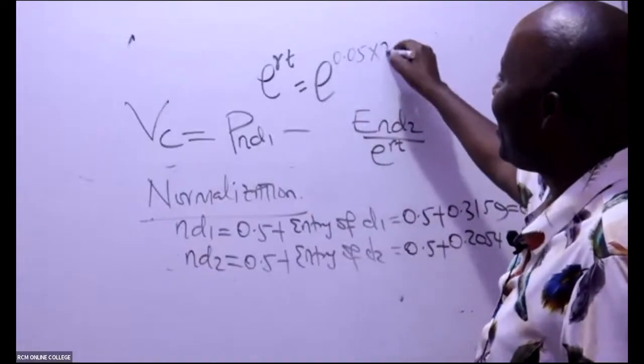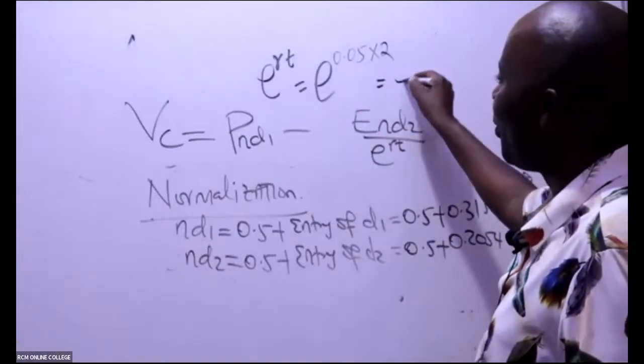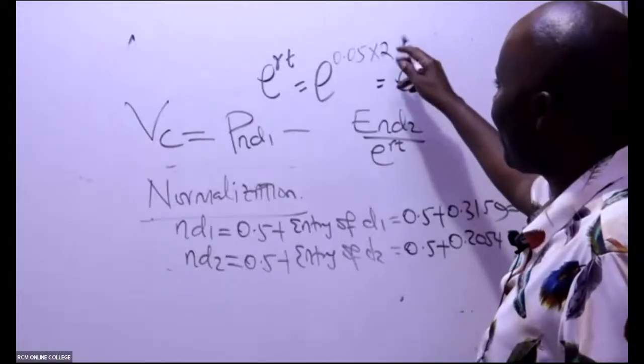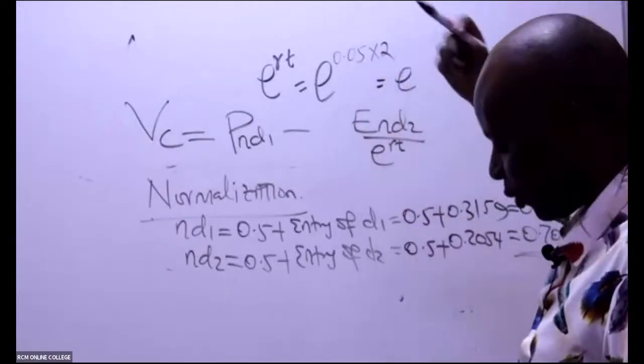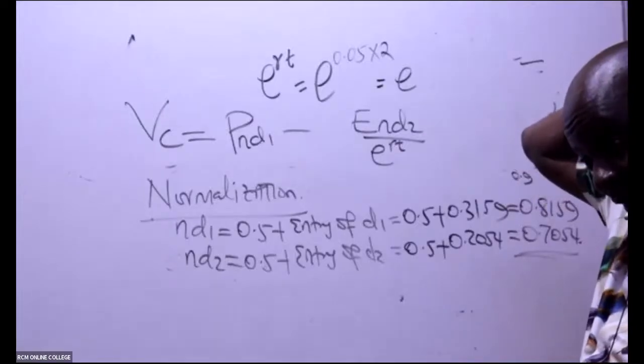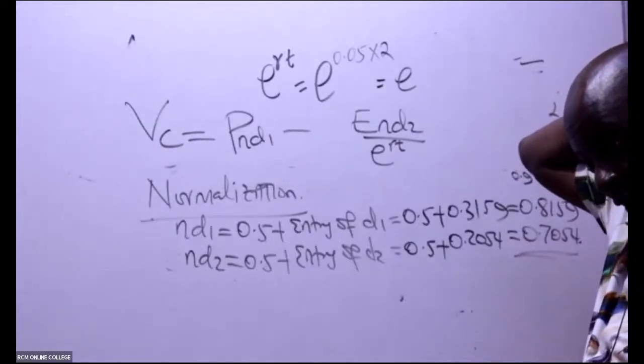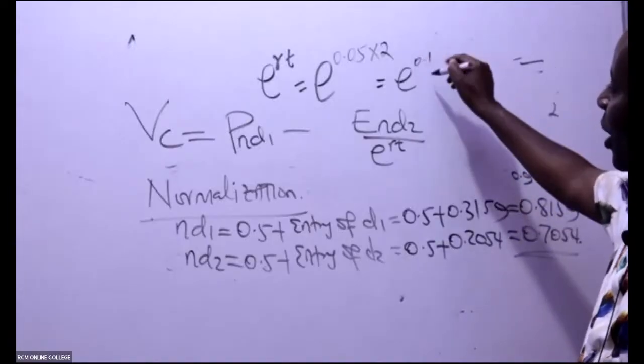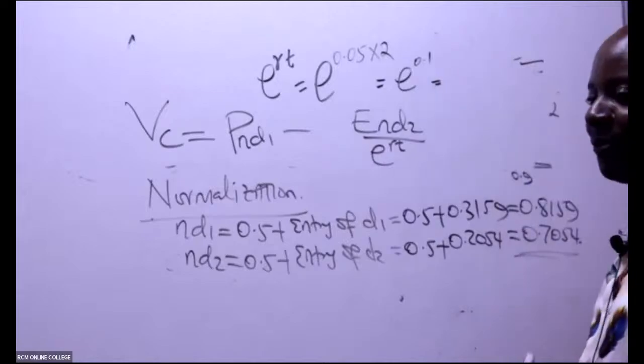0.05 times t, t is 2 years. So then this will be e raised to what here? Somebody, please. What is 0.05 times 2? We don't want to guess things. We are now tired. Is it 0.1? 0.1.